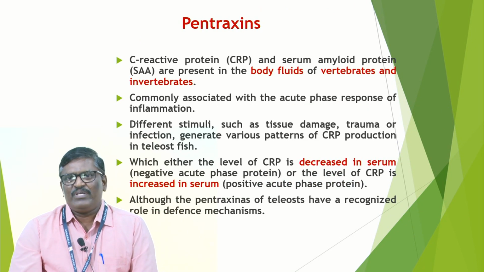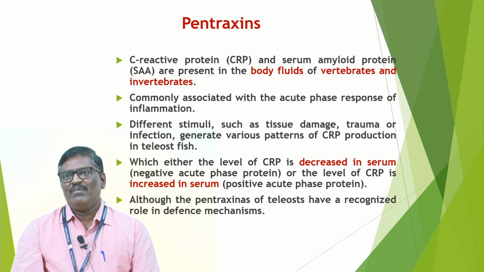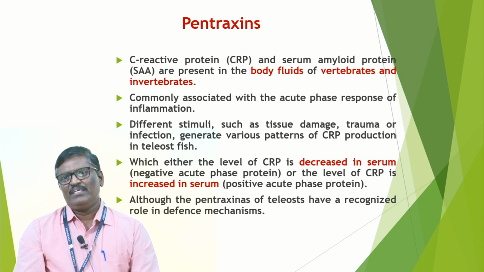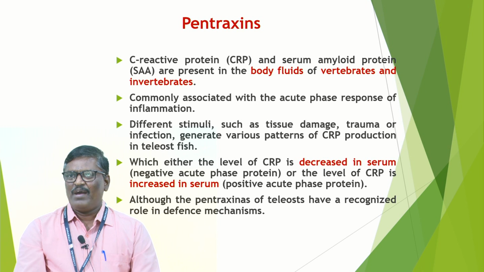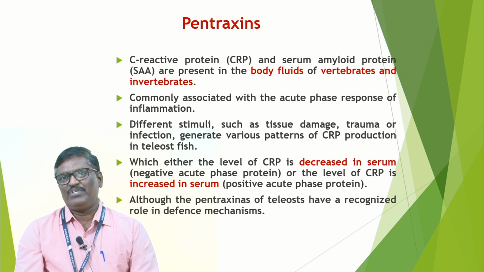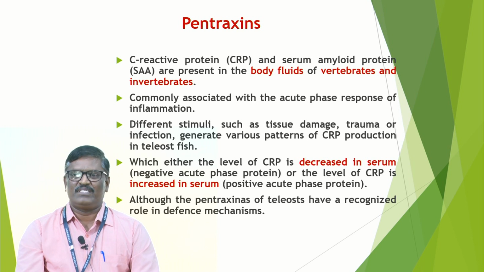And the next component of the humoral defense mechanism, pentraxins. The pentraxin, another name for which is CRP, that means C-reactive protein. It is found along with the serum amyloid proteins, that means SAA, present in the body fluid of vertebrates as well as invertebrates. It is commonly associated with the acute phase response of the inflammatory response.